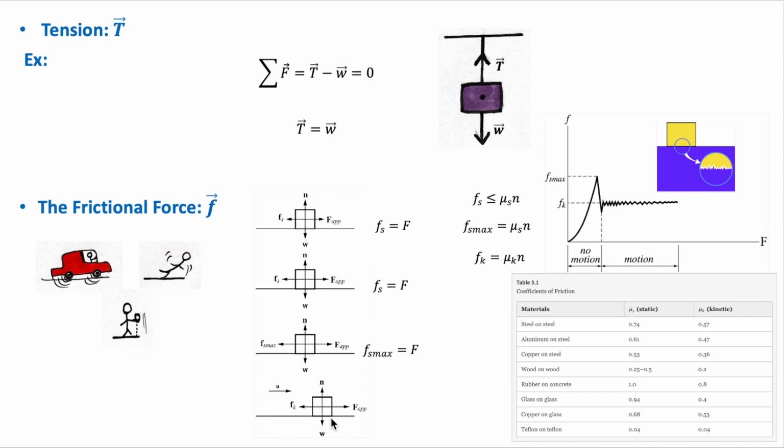Mu k and mu s are dimensionless coefficients and they depend on the nature of the surfaces in contact. Mu k is generally less than mu s. The table here shows different values of mu s and mu k for some materials. For example, for glass on glass, mu s is equal to 0.94 and mu k is 0.4. Also, mu k may vary with speed, but this is not included here.